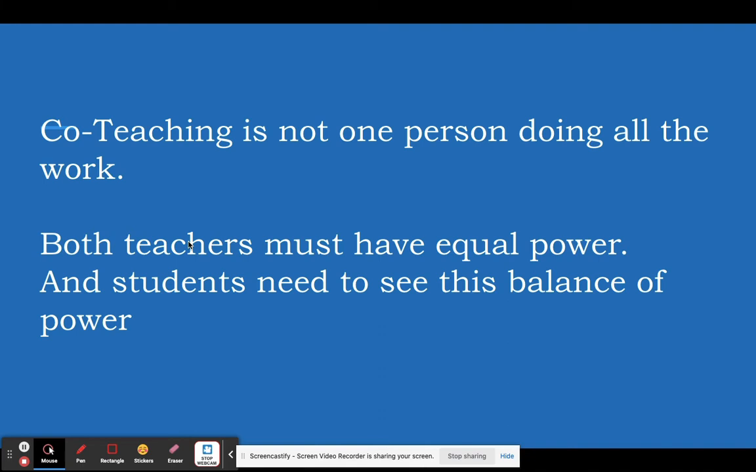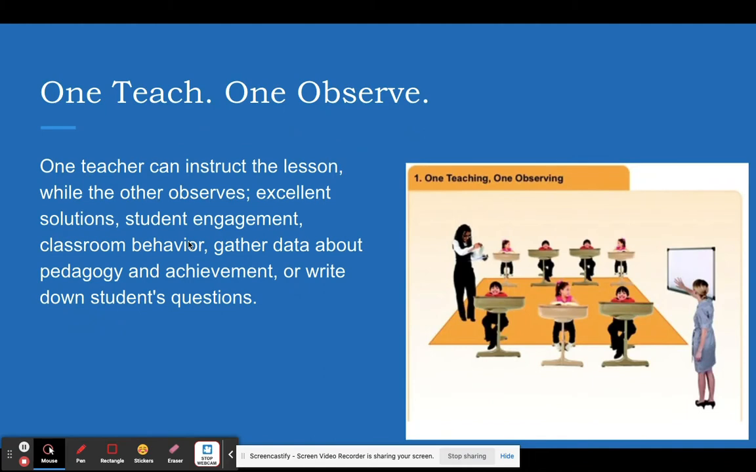One person doing all the work and one person being a traffic cop constantly. That is not co-teaching. That is not about building the capacity of both teachers in the room. That is something totally different. I don't know what that is, but it's not good. Both teachers must have equal power, and students need to see this balance of power. What they perceive is what is reality. If they perceive that one teacher is the controlling body, that is the reality sometimes. Perception becomes reality.